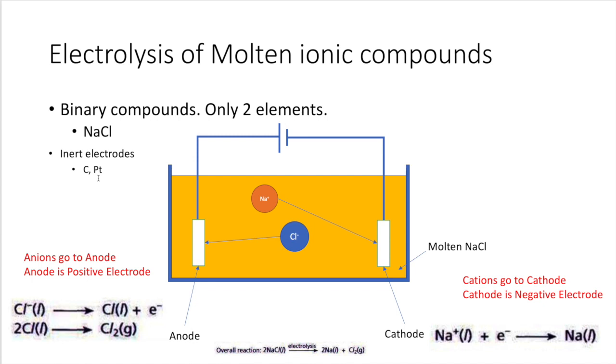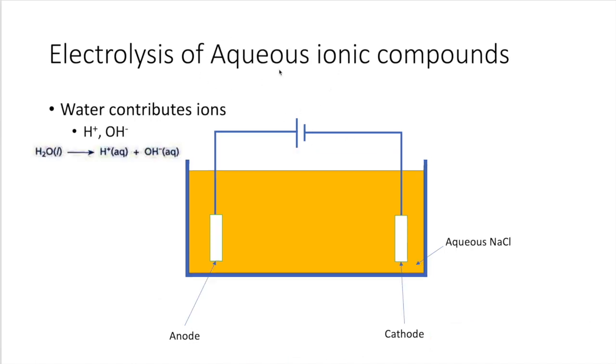Now we move on to the electrolysis of aqueous solutions of compounds. Initially we talked about molten, where only the compound's ions exist. Aqueous is a little bit more complicated because water is part of the solution. Water can also dissociate to form ions. Water forms H plus and OH minus that will affect the resultant products that are collected at the end of the electrolysis.